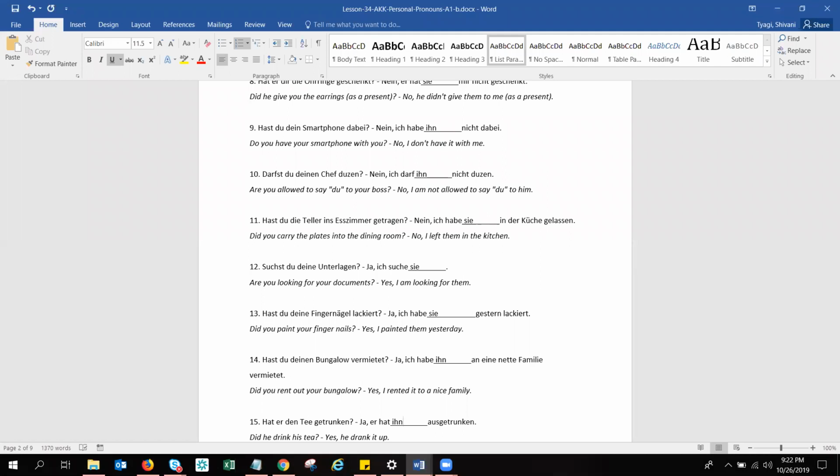It is for the tea. And the tea article is there. In accusative it will be in. Is it clear?